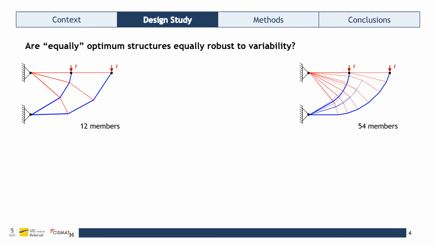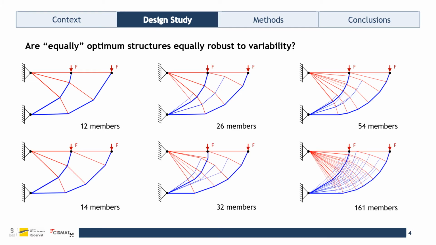Using numerical optimization, different minimum volume structures were obtained. Equally optimum here means that the difference in volume between the structures is less than 2%. In total, 6 structures were studied, and the structures clearly contain different numbers of members, and also different cross-sectional areas, as indicated by the line thickness.